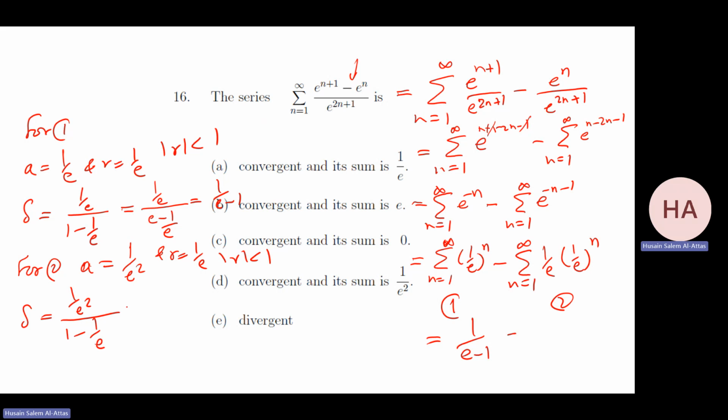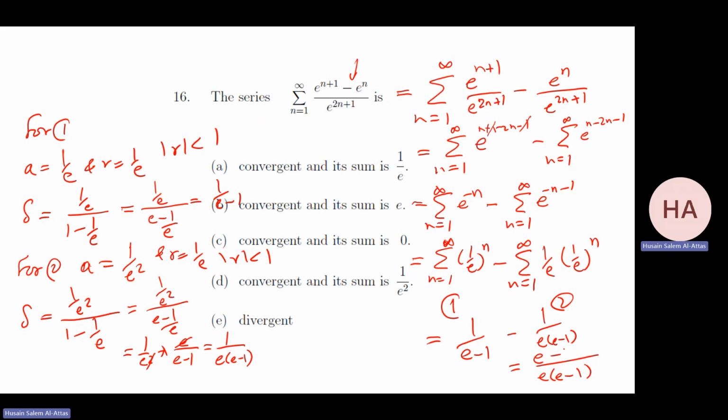Okay, that will be 1 over e squared over e minus 1 over e. That is 1 over e squared times e over e minus 1. This is cancelled. I have 1 over e times e minus 1. So this is minus 1 over e times e minus 1. Common denominator, which is e times e minus 1. Divide, I have e minus 1. So this is cancelled. So I have 1 over e. And that will be the answer.